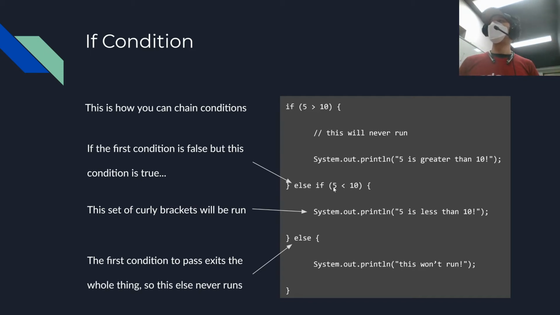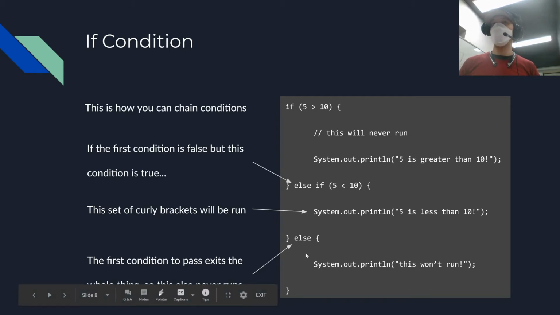All right? So this is true. So that means what's in these curly brackets will run. All right. And then since this is true, this else will be skipped. All right. Does that make sense?